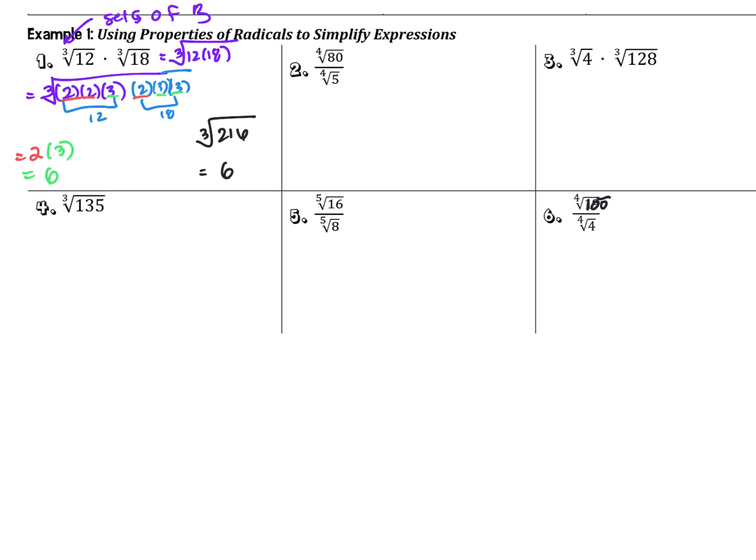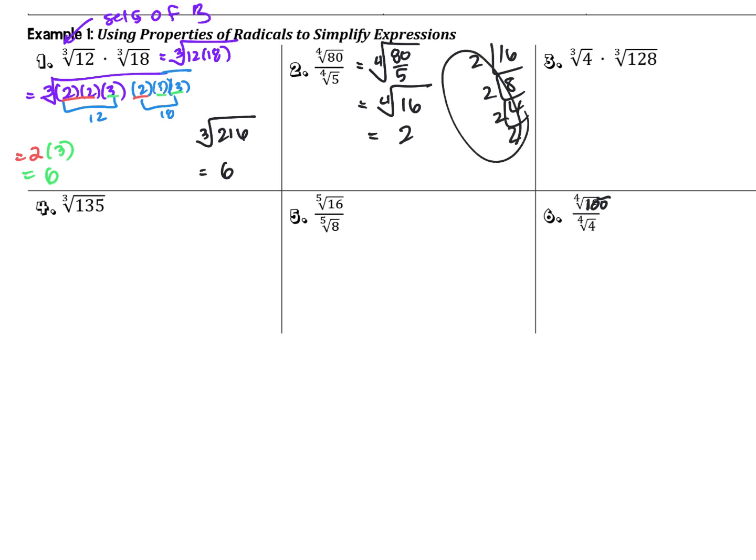For number 2, the first thing I'm going to ask myself is, can I take the 4th root of 80? Can I take the 4th root of 5? And I don't know that there's an integer value that does that. So my next thought is, what happens if I rewrite it as one expression? Well, then I get to take 80 divided by 5, and 80 divided by 5 is going to be 16. And the 4th root of 16 is going to be 2. And if you didn't know that the 4th root of 16 was 2, you can break it up into its factors. And that's how we get 2.